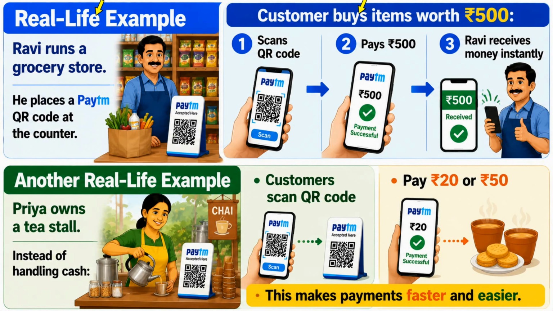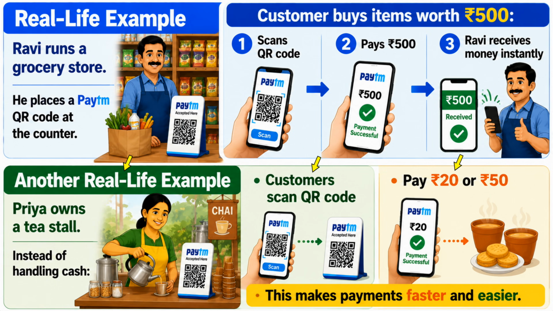Now we will see a real life example. Ravi runs a grocery store. He places a Paytm QR code at the counter. A customer buys items worth 500 rupees. The customer scans the QR code and pays 500 rupees. Ravi receives the money instantly. No cash handling is needed.